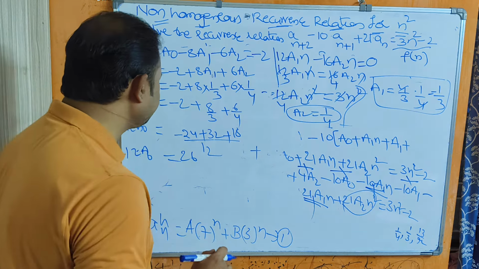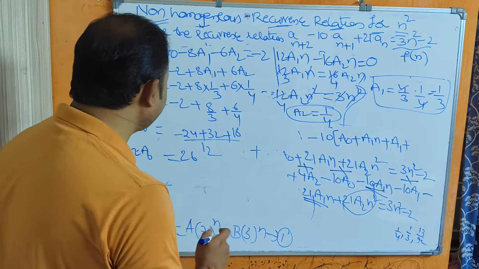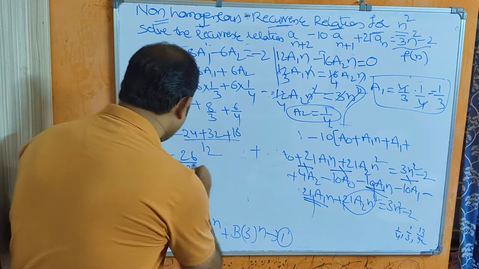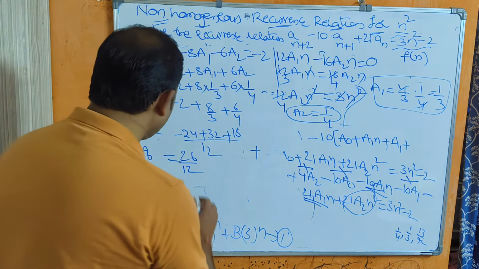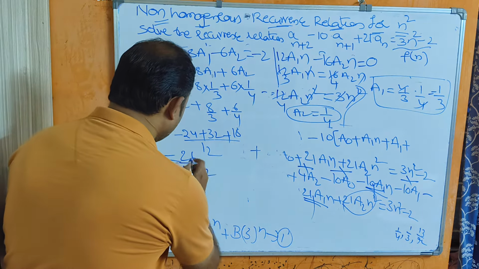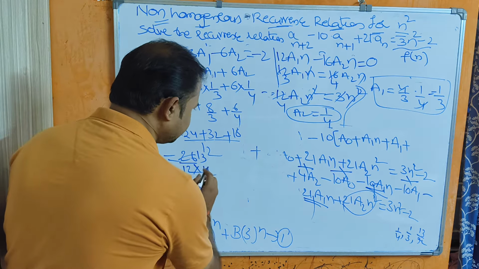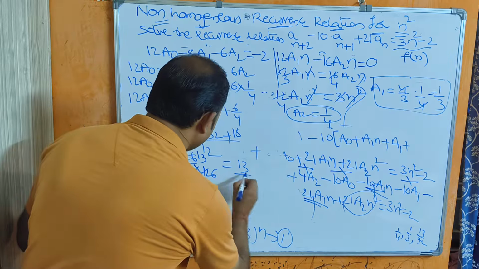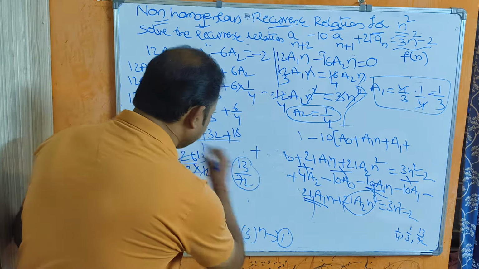32 minus 24 means 8. 8 plus 18 means 26. So 26 by 12. So what is A0? 2 13s are 26, 2 6s are 12. So A0 equals 13 by 72, 12 6s are 72.